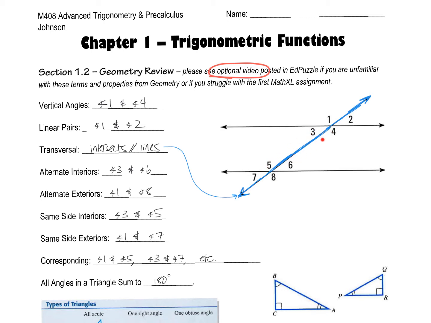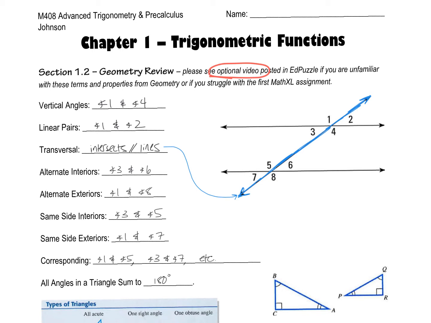Same thing over here with 4 and 6, supplementary. This one's obtuse, this one's acute. Same thing with 1 and 7, one's acute, one's obtuse. In the case of having parallel lines, that means they're supplementary. And also with 2 and 8, supplementary. One's acute, one's obtuse.